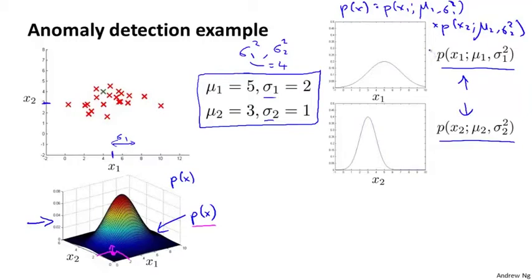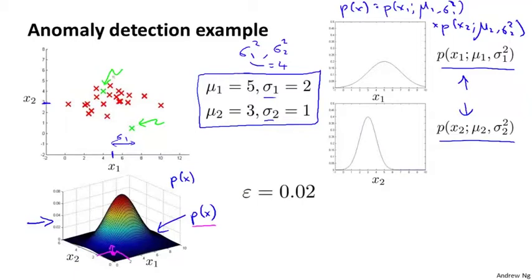Let's say we have a couple of new examples. Maybe I have a new example there. Is this an anomaly or not? Or maybe I have a different example, a second example over there. Is that an anomaly or not? The way we do that is we set some value for epsilon. Let's say I've chosen epsilon equals 0.02. I'll say later how we choose epsilon.